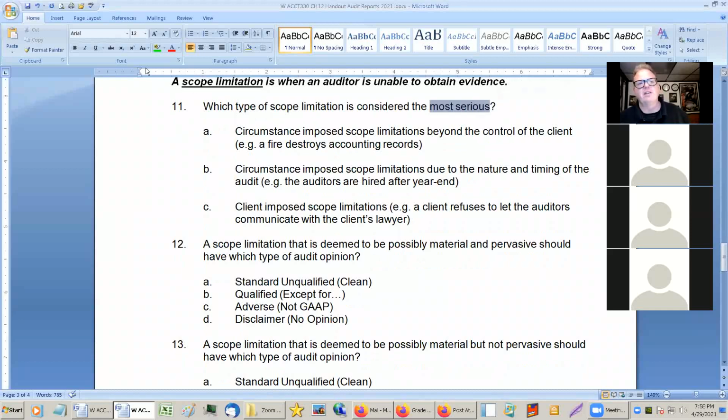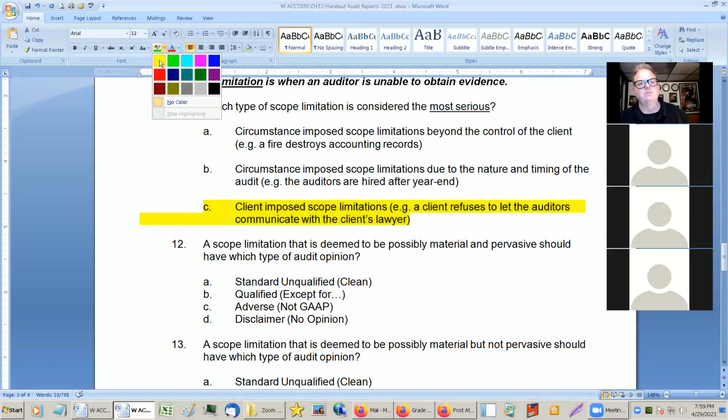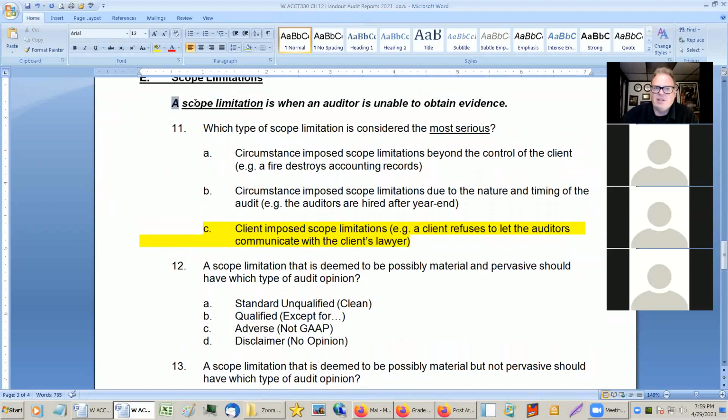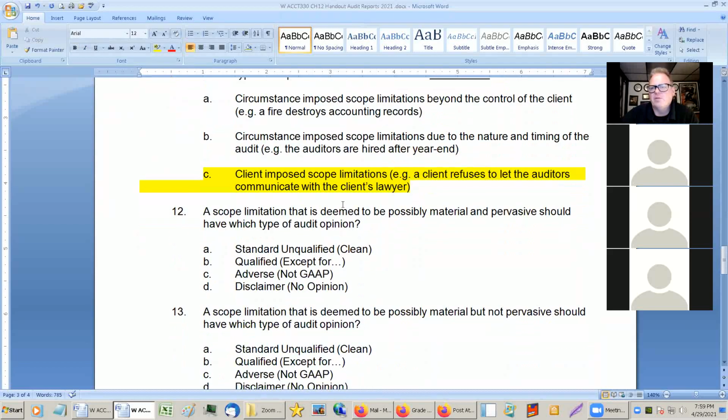The most serious of these would be when a client doesn't allow you to see something. But I think we talked about this already. If a client is really saying, don't look in this closet, you can look at every place, but not in this closet. Well, first thing you want to do is look in the closet. So whenever a client imposes a scope limitation, which is basically the auditor can't obtain evidence, that's the most serious one.